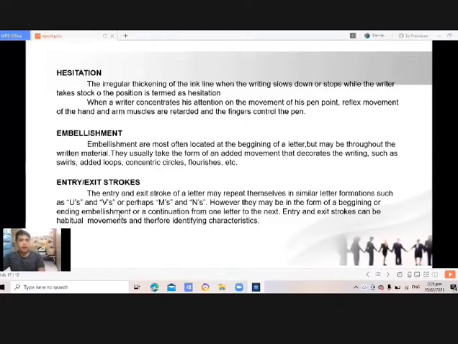And next, entry and exit strokes. The entry and exit strokes of a letter may repeat themselves in similar letter formations, such as capital U, S and B, or perhaps M, S, and N. However, they may be in the form of the beginning or ending embellishment or a continuation of one letter to the next. Entry and exit strokes can be habitual movements and therefore identifying characteristics.